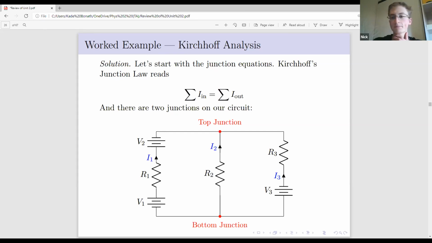That's right. Yeah, and you're totally right that the positive terminals for V1 and V2 are facing each other, and the positive terminal for V3 is pointing towards the bottom of the page. Thank you.